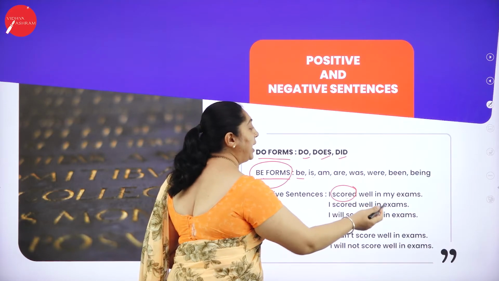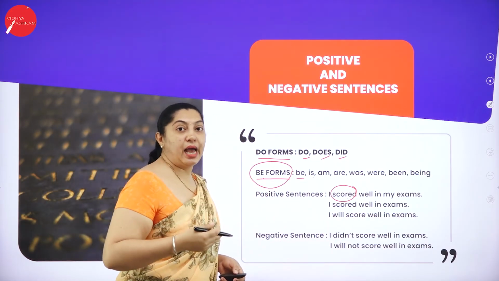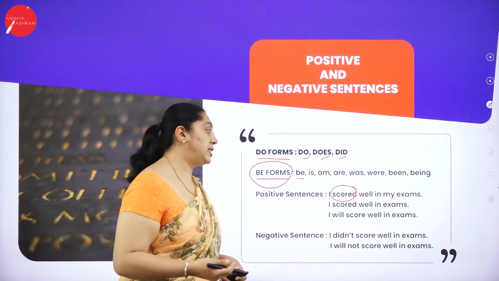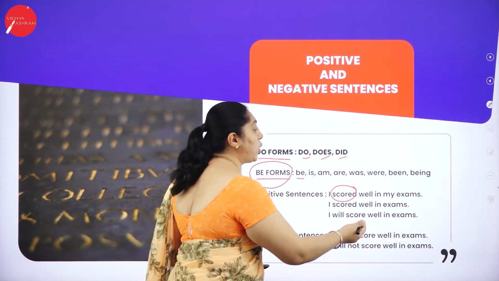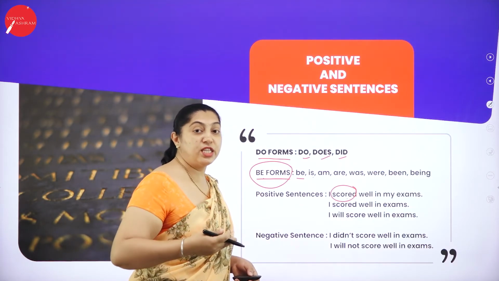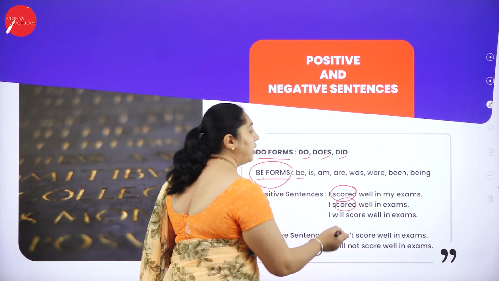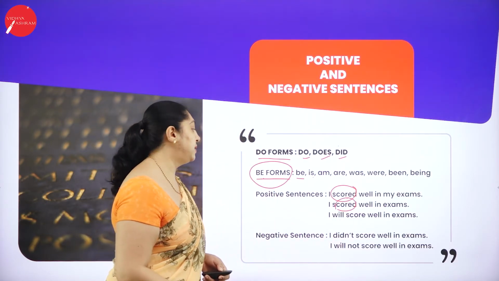I scored well in exam. It's still happening. She's still saying that I will score well in my exam. The last one is I will score well in exam. It's in the future tense which has to happen, but always remember it should be in the past tense.